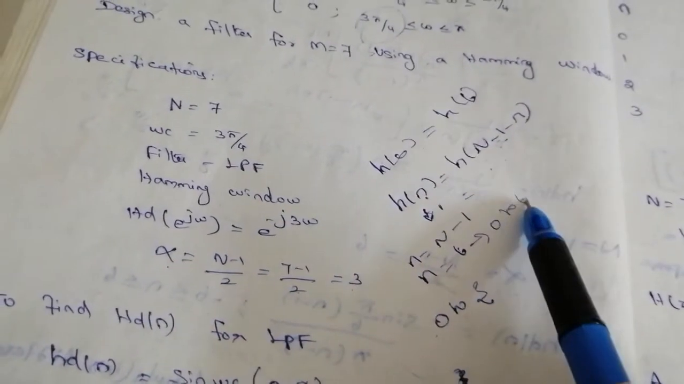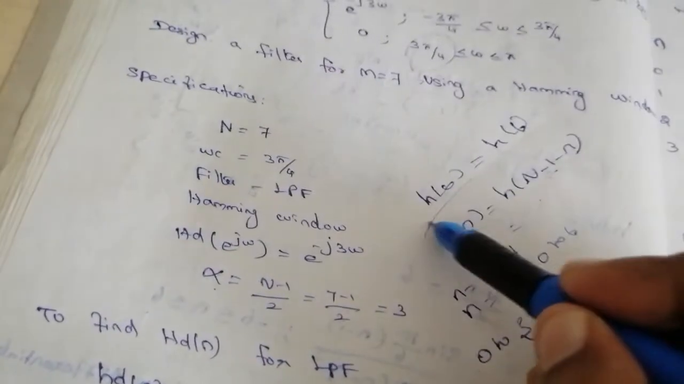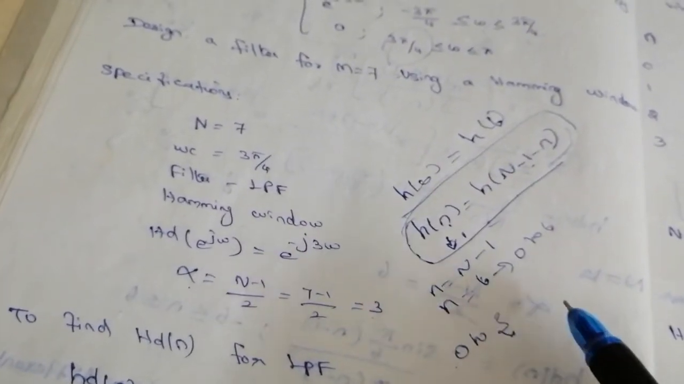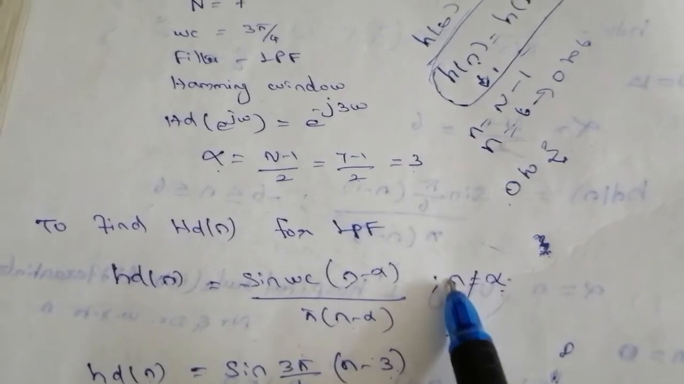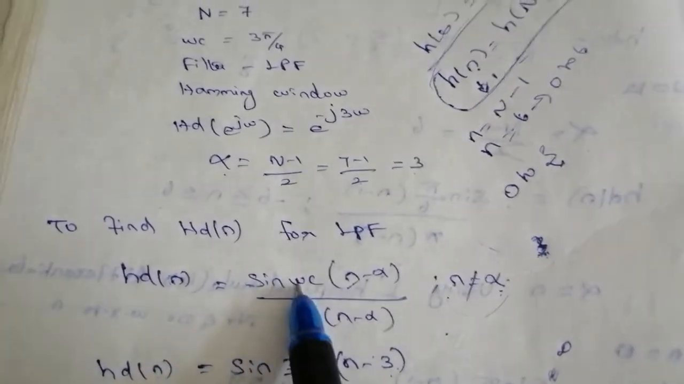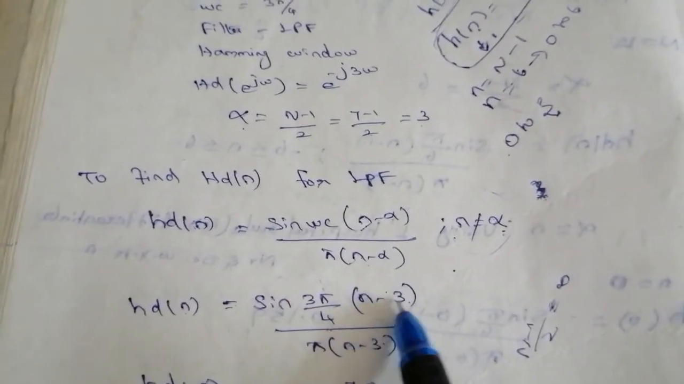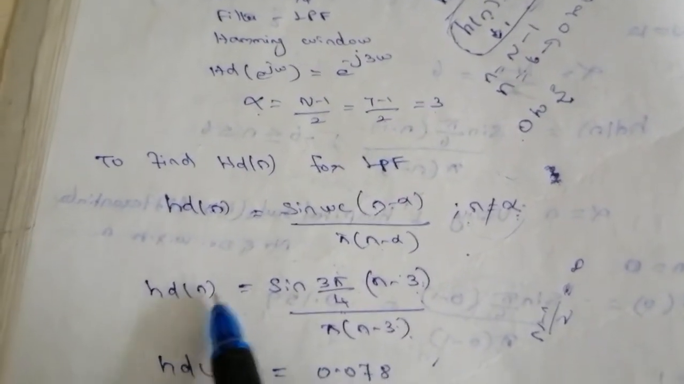So we need to substitute n = 0 to 3 instead of 0 to 6, because it is a linear phase FIR filter. This is the condition for a linear phase FIR filter, so the remaining values at 4, 5, 6 follow from 0 to 3. This is the low pass filter formula for n not equal to alpha. Now substitute n = 0. Since 0 is not equal to 3, we can use this formula. Here ωc is 3π/4, and the denominator is π(n - α) = π(n - 3). Now substitute n = 0.